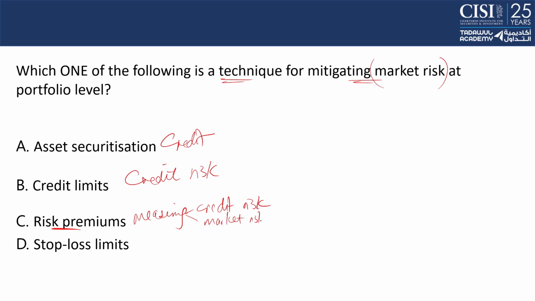Yeah, but they are a technique for measuring risk. Higher premiums means higher risk, measuring it. So the answer is D, stop loss limit. We use it to mitigate market risk.